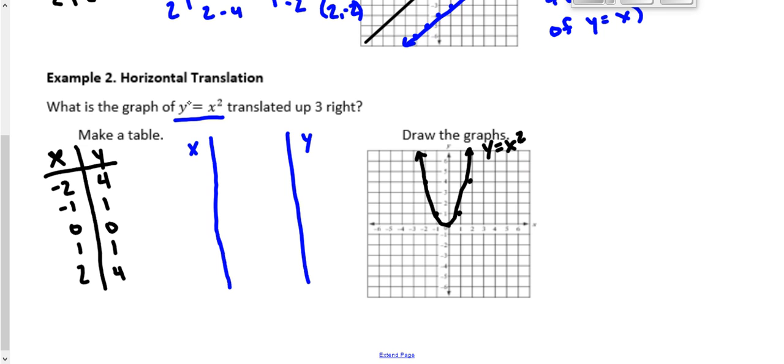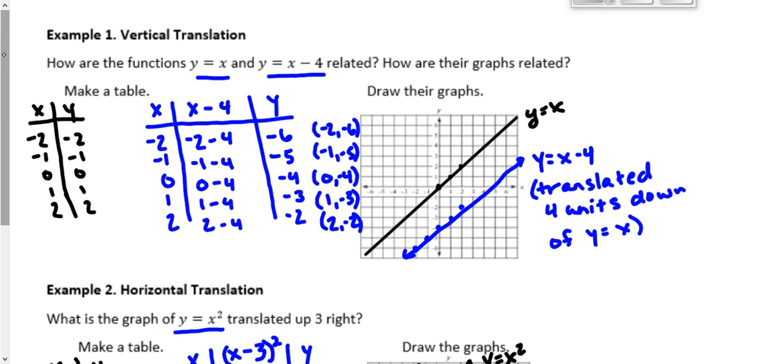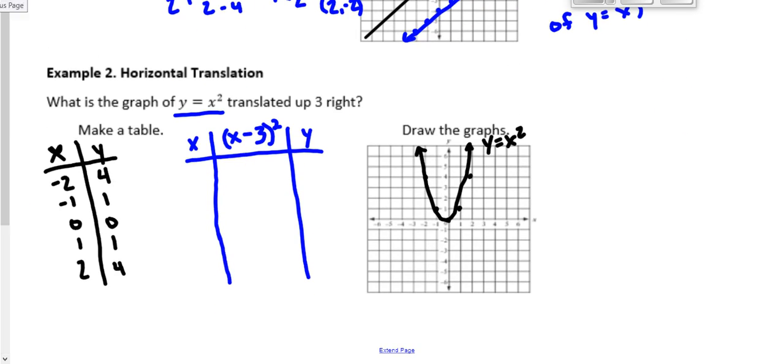Rather than changing our y value this time, what's happening is we're going to have x, and when we move it right 3, x always has an inverse effect, so we're going to say x - 3 squared. Okay, that's what this is going to look like. So the change on x always goes inside, and I'm getting that from, I guess it's on the other page.